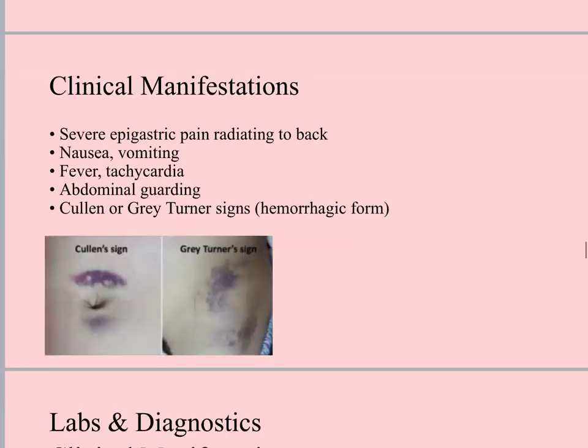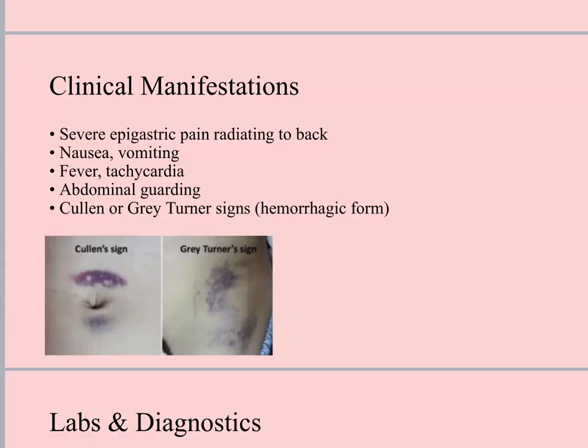So, clinical manifestations of pancreatitis: it is super, super, super severe epigastric pain radiating to the back. Like I said, it's usually around the belly button. There's nausea and vomiting. There can be a fever and an elevated heart rate. And there will be abdominal guarding, which is where somebody is covering their abdomen and protecting it, like, don't touch me there.